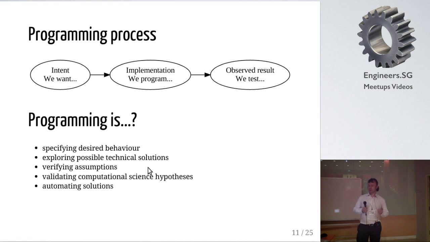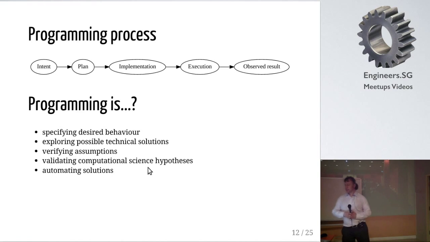And you can also talk about it as trying to specify desired behavior of the technical solution, exploring the possible technical solutions if you don't know which one will work the best, verifying your assumptions about the world, because you can make certain steps and you think that they will produce certain results, but when you actually execute them, it doesn't happen. Validating hypotheses that are described in computational science or in science that need technical solution to be verified. Or automating their solution. So you already know how to solve the problem and you have automated it.